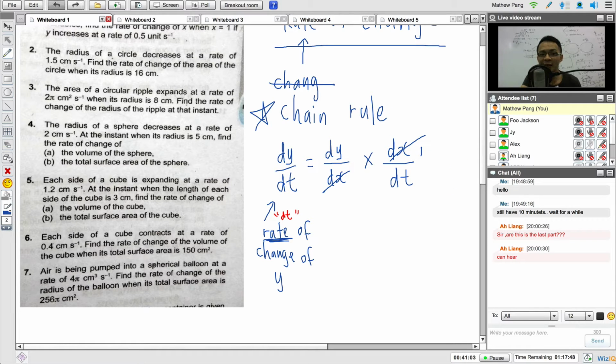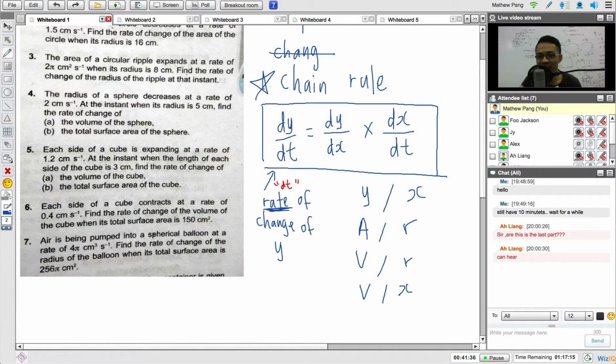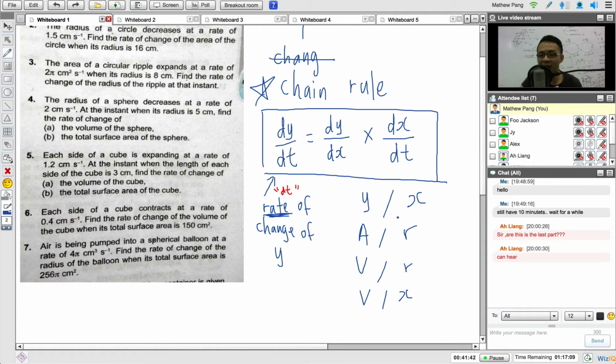Alright, so let me undo the thing. Okay, so this is chain rule. However, I must tell you something very important: the y and x are actually variables. Variable means what? There can be anything in this case. There can be y toward x, or area toward radius, or volume toward radius, or volume toward x. So y and x can be anything in these cases. So you have to depend on what the question wants. So if I change y and x to A and r, what will happen?